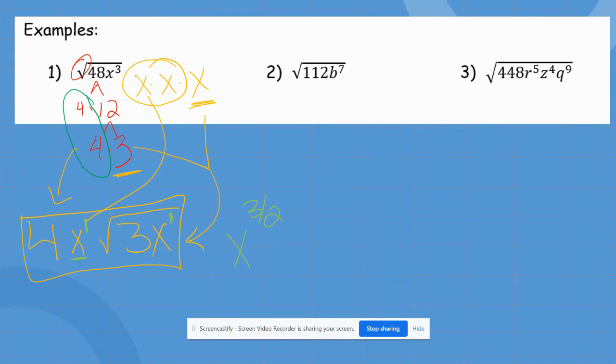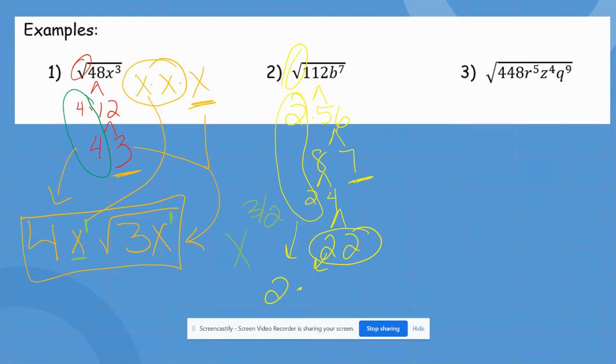Number 2, we have the square root of 112. Well, 112 is even, so I'm going to start by dividing by 2, and that gives me 56. 56, I know, is 8 times 7. 8 is 2 times 4, 2 times 2, and 7 I can't break down. Again, this is a second root, so I'm looking for pairs. Here's a pair of 2s, and here's a pair of 2s. The 7 is stuck at home.